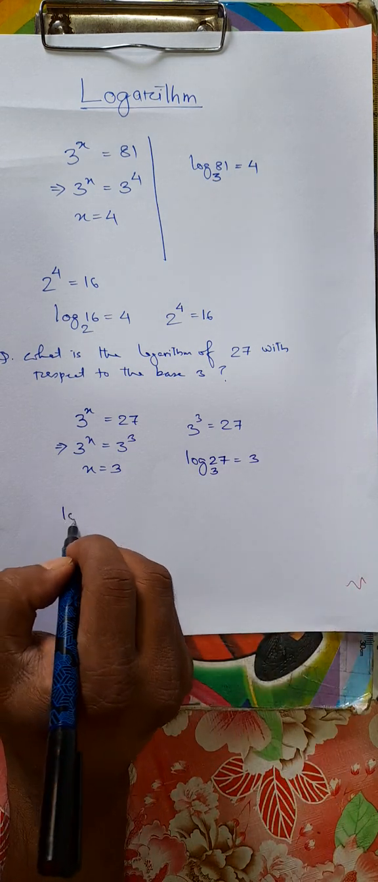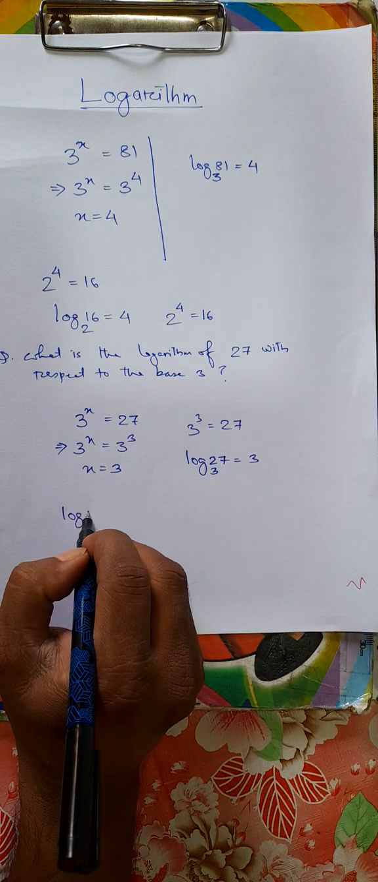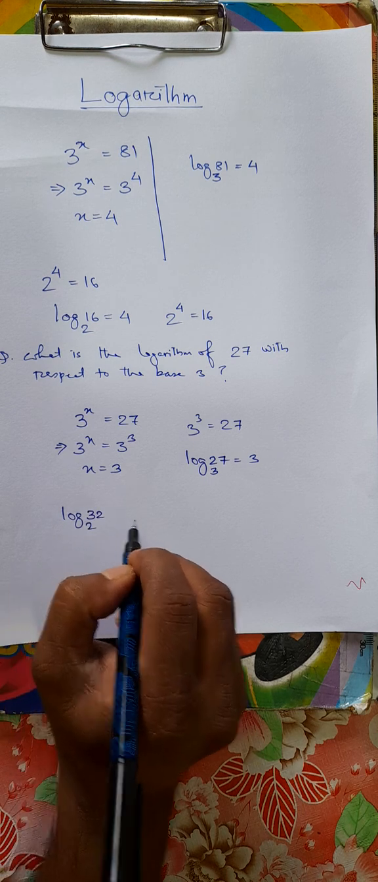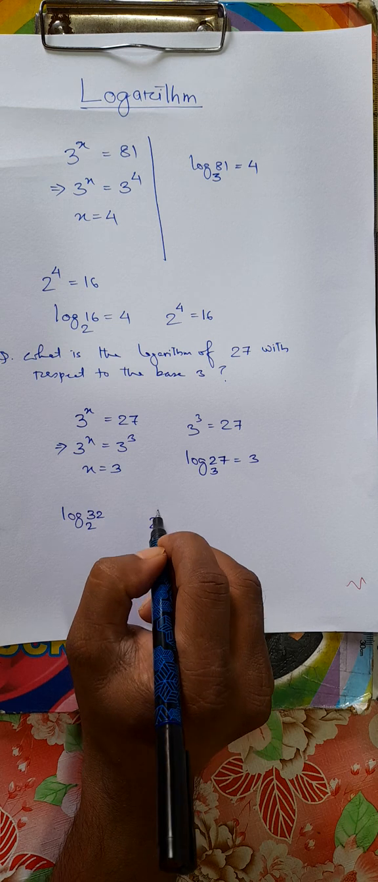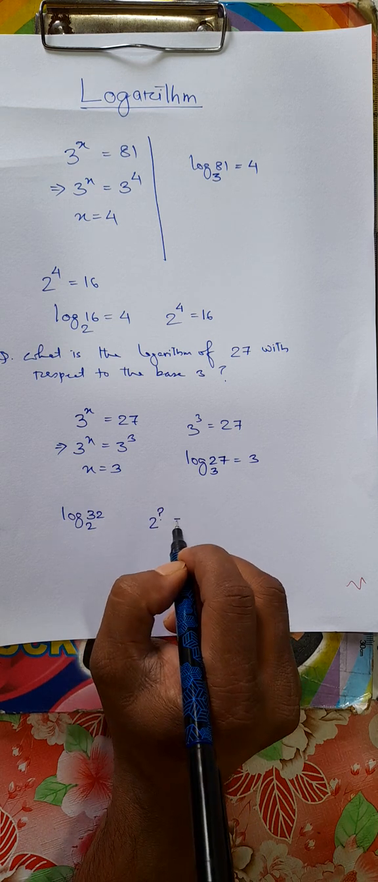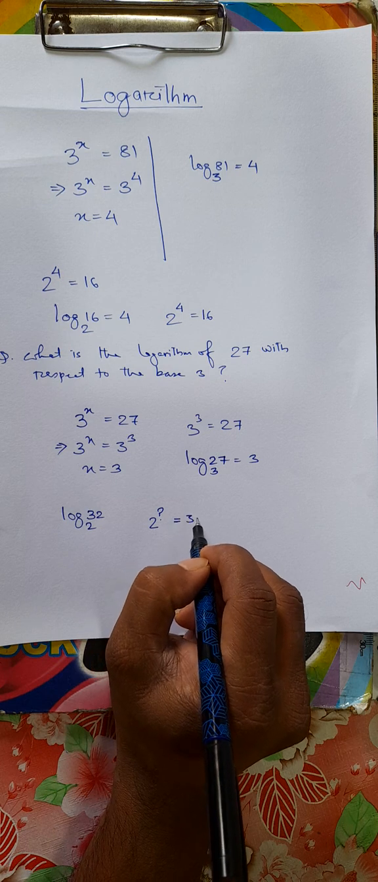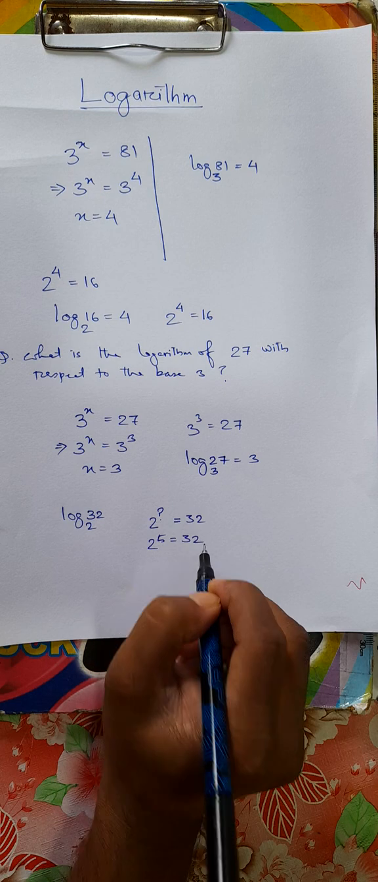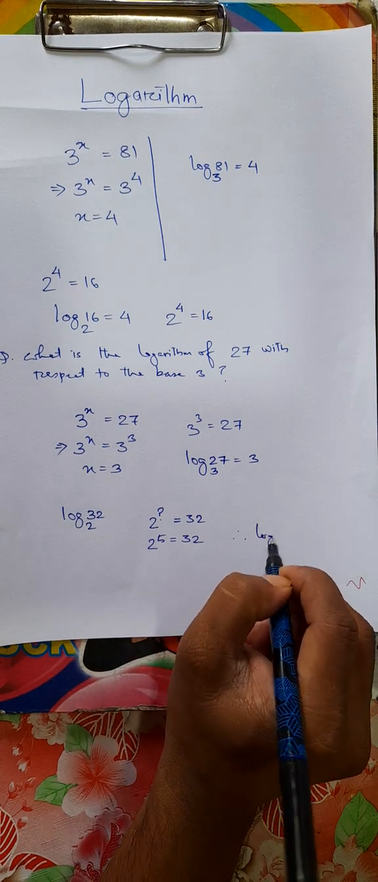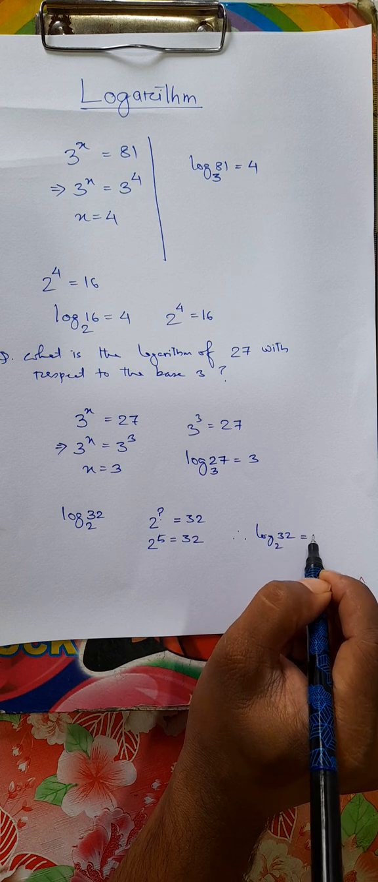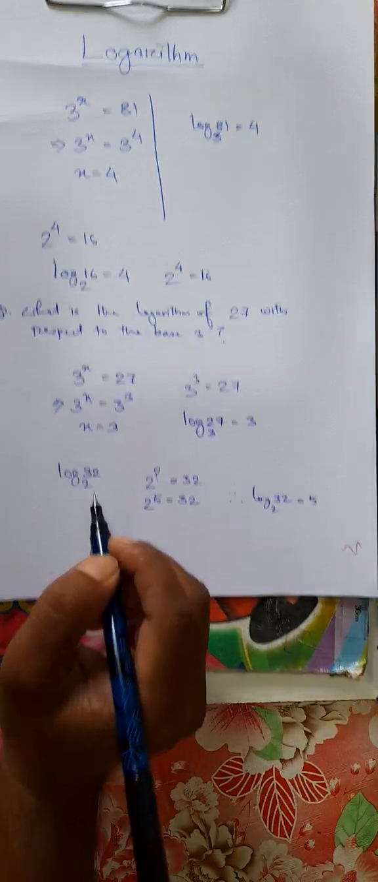Similarly, logarithm of 32 with respect to the base 2. That means to what power 2 must be raised so that it becomes 32. 2 to the power 5 equal to 32. Therefore, logarithm of 32 with respect to the base 2 equal to 5. Right?